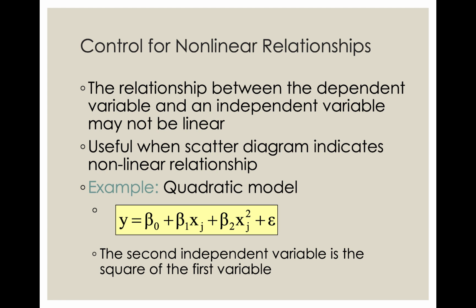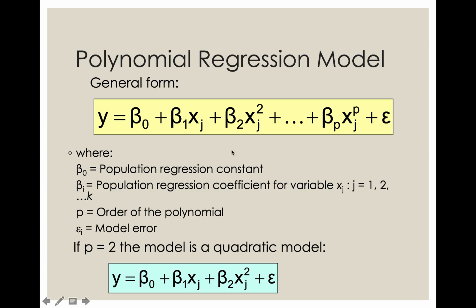This is useful when the scatter diagram indicates that the relationship between your two variables, your dependent and independent variables, are nonlinear. The most obvious example is a quadratic model. In this case, we have our dependent variable equal our independent variable and our independent variable squared plus the error term. The second independent variable is just the square of this one, so you just square this to create this one. We can also have polynomial regression models, squared all the way to p, where p is the order of the polynomial. I tend to just cut it off at a quadratic, but hey, up to you.